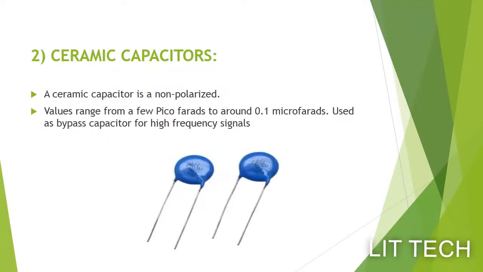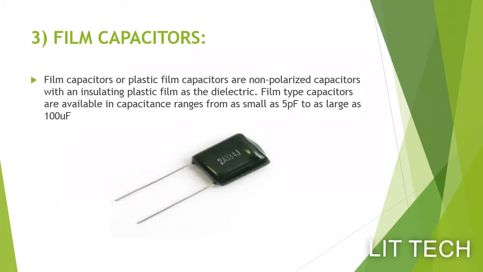Next we'll discuss ceramic capacitors. A ceramic capacitor is non-polarized. Their values range from a few picofarads to around 0.1 microfarads. Used as bypass capacitors for high-frequency signals. Next we'll discuss film capacitors. Film capacitors are non-polarized capacitors with an insulating plastic film as the dielectric. Film-type capacitors are available in capacitance ranges from as small as 5 picofarad to as large as 100 microfarad.